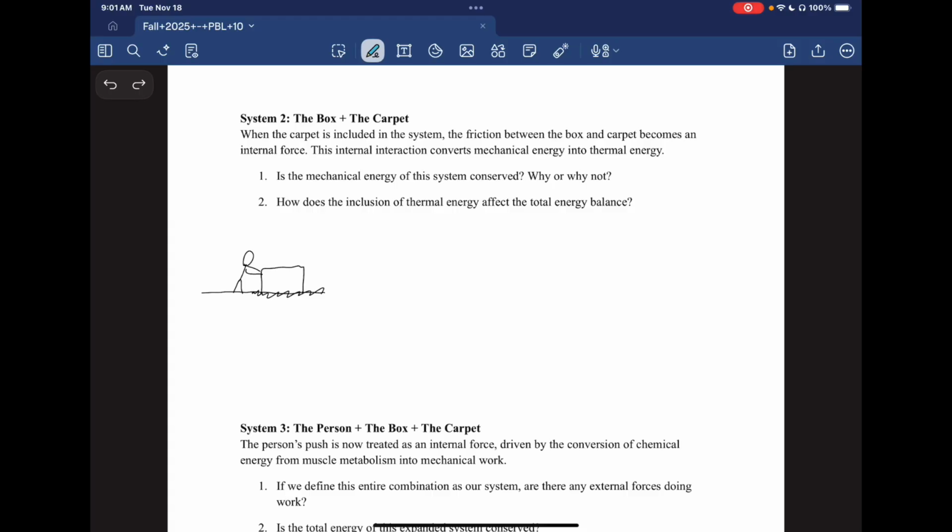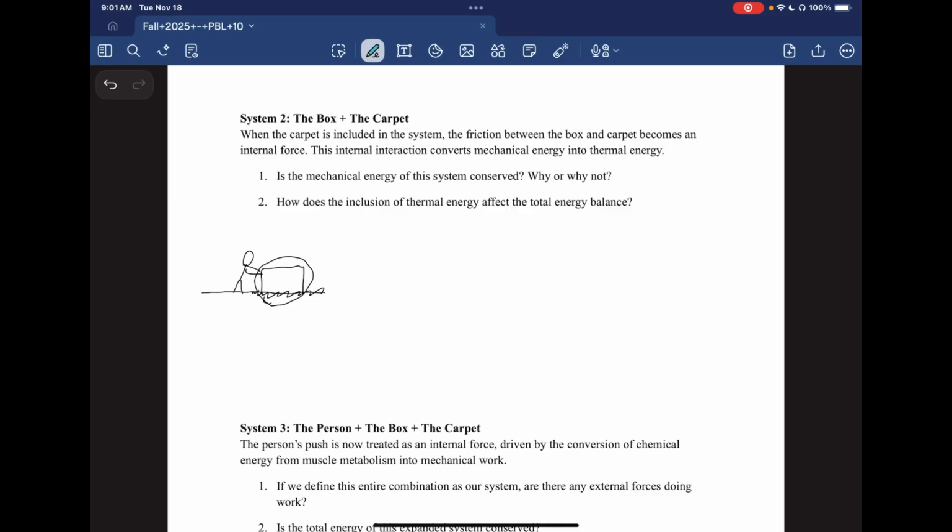Anyways, is mechanical energy of this system conserved? Why or why not? Again, the answer is no, because the person is not included in this circle. So he is still an external force acting on the system. So energy is not conserved.